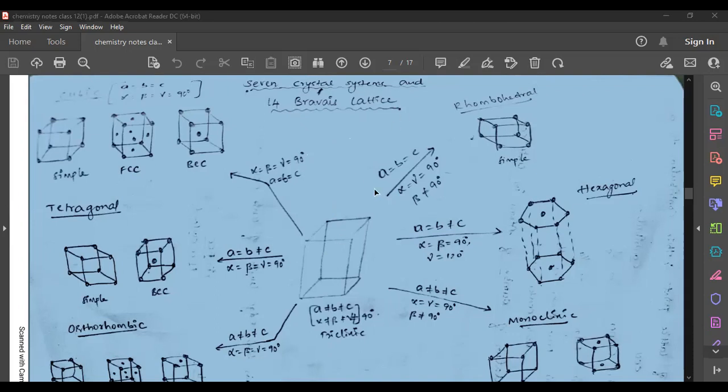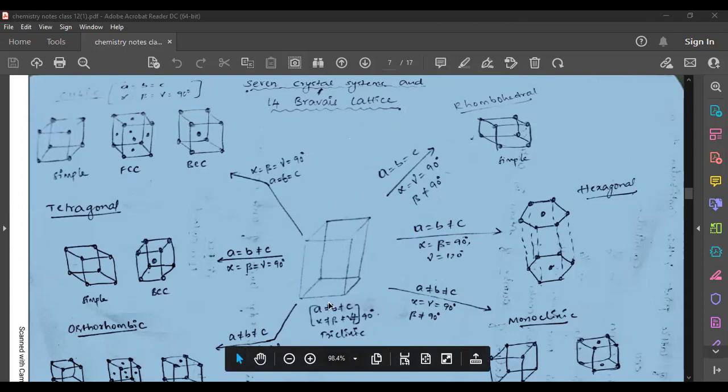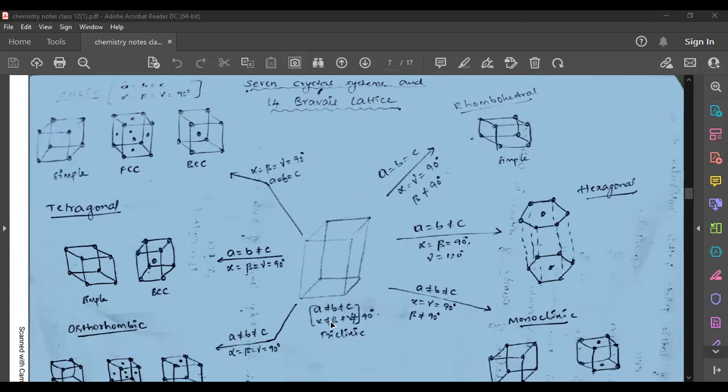Whatever there is in the between, this is the triclinic. This crystal system is called the triclinic, which will have all different angles and all different lengths of the sides. That means A not equal to B not equal to C and alpha not equal to beta not equal to gamma, not equal to 90 degrees. So all will have three different angles and three different sides.